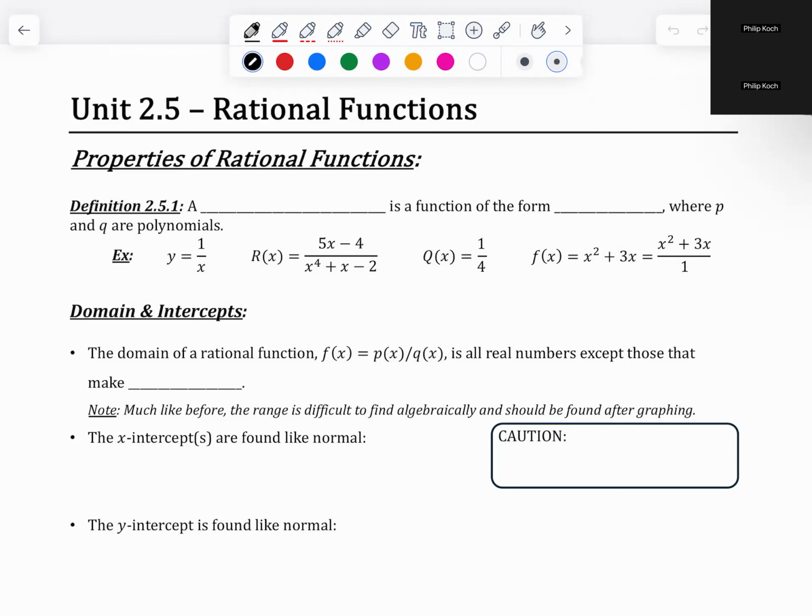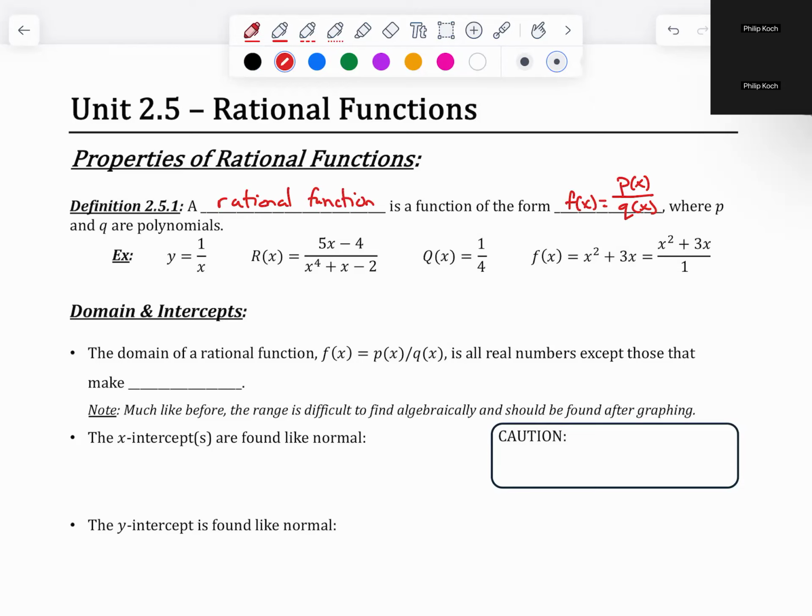Okay, so now that we have gone through all the rational function stuff or rational expression stuff, now we can start working with rational functions. So a rational function is, of course, a function, and it's a function of the form f of x equals p of x over q of x, where p and q are polynomials. So it's just like a rational expression, but now we're making it into a function.